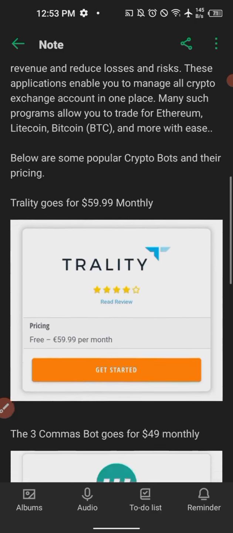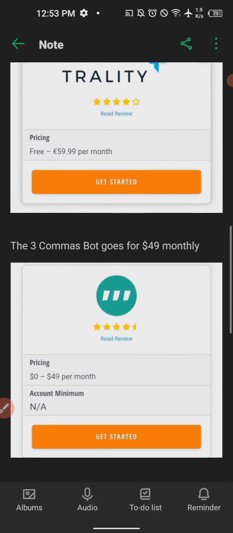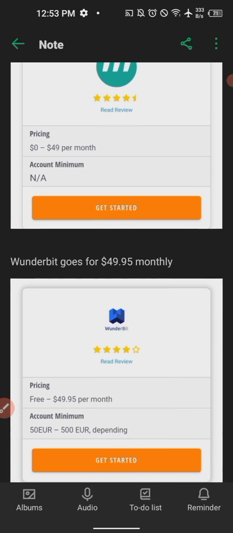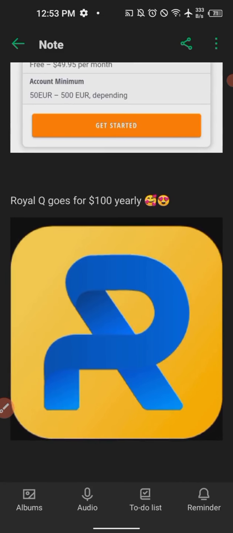Now, there are different types of trading bots in the market. We have Trality. Trality is going for 59.9, that's $60 a month. We have 3Commas going for $49 a month. This is Wonderbit going for 49.9, $50 a month. And this is Royal Q. Royal Q is going for $100 a year. Now, mark the difference. The others are monthly, this is yearly.